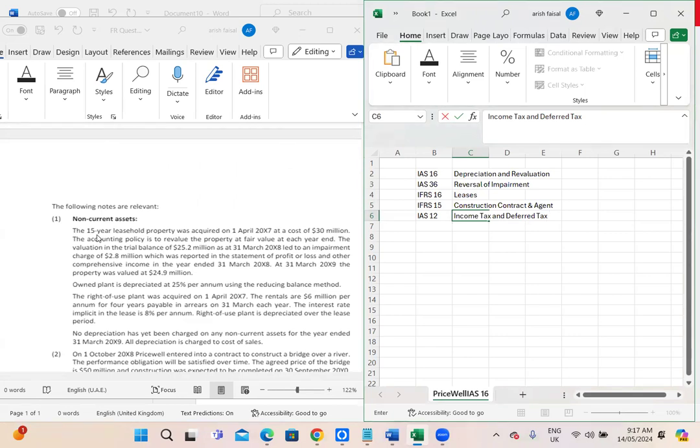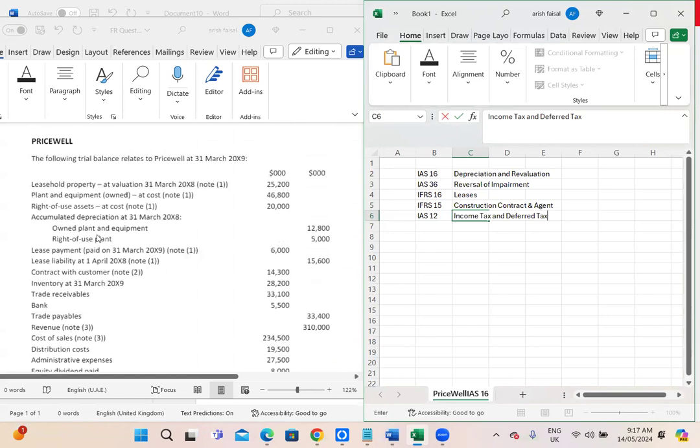Now, before you start the question, you always have to make sure about the dates. Okay. So dates are very important. Here we understand that our year end is 31st of March 2009. So please do write down the dates so that you don't forget about them, because dates would be very important while you're attempting the question.